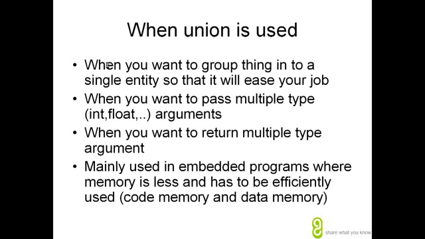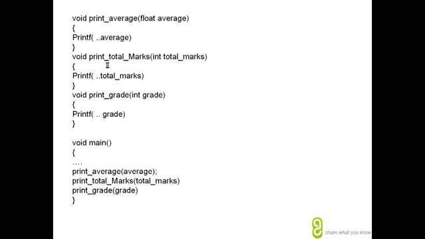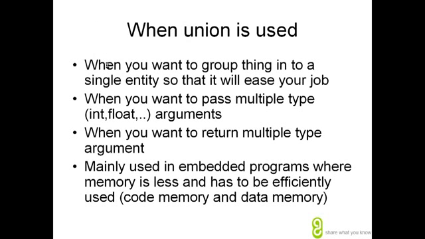So the union is used when you want to group multiple things to ease your job. When you want to pass multiple different types of arguments with a single argument at a stage, you will go for a union. Here in this case I am going to print either average or marks or something else. And when you want to return multiple types of arguments, this could be used. For example, one time I can send a float, I can send an int, I can send a character as well. This is mainly used in embedded programming.